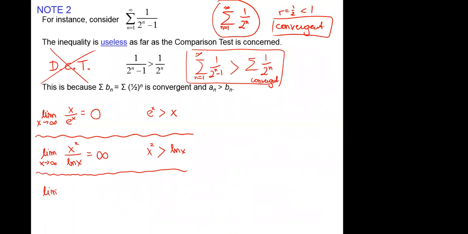Now, what about this limit? Let's say 5x squared plus x minus 1 over 10x squared minus 6x, maybe plus 2. Do you think you can tell me that limit?